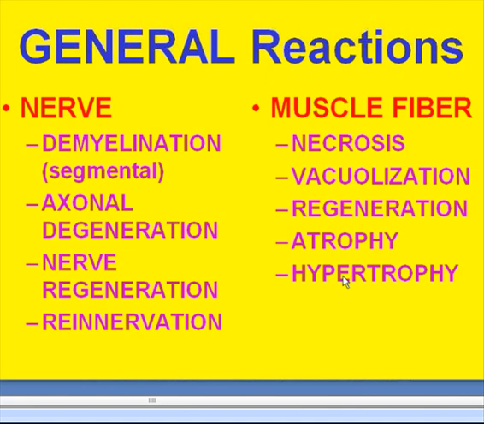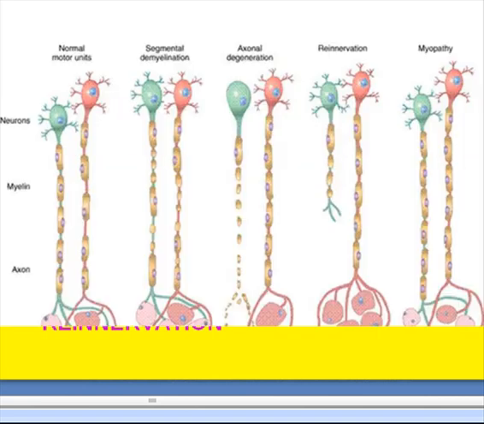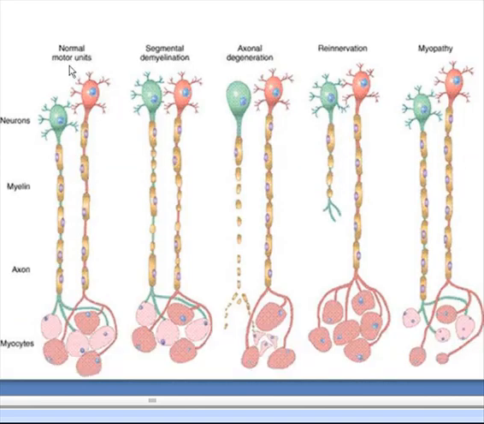Okay, this is a nice general schematic. I think it might be from Robbins. Here's your normal motor unit. Here's your neuron. And remember, the nerve itself does not have the nucleus of the neuron. It only has the axon. The only nuclei in the nerve are these Schwann cells. In a segmental demyelinization, you have occasional dropout of the Schwann cells. So you have part of the wire that's insulated, then a missing area, and then it's insulated again. So this is segmental.